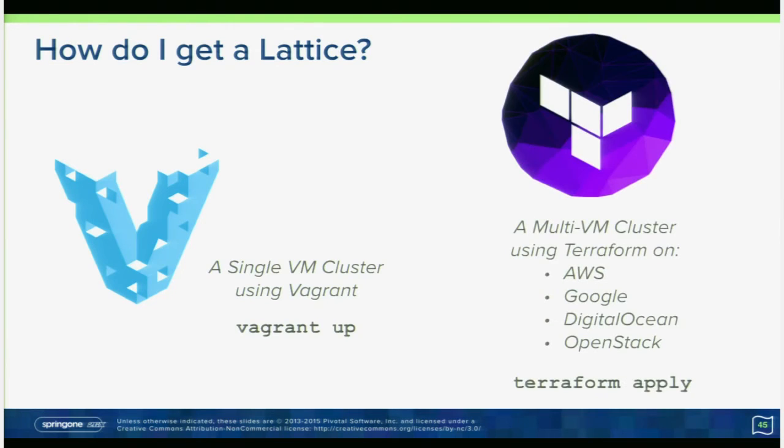If you want to go a little bit bigger, you can get a multi-VM cluster of that thing using another tool from the same company that does Vagrant called Terraform. And what Terraform will do is take that code and give you a cluster of machines on one of 4 environments right now: AWS, Google Cloud, DigitalOcean, or OpenStack.